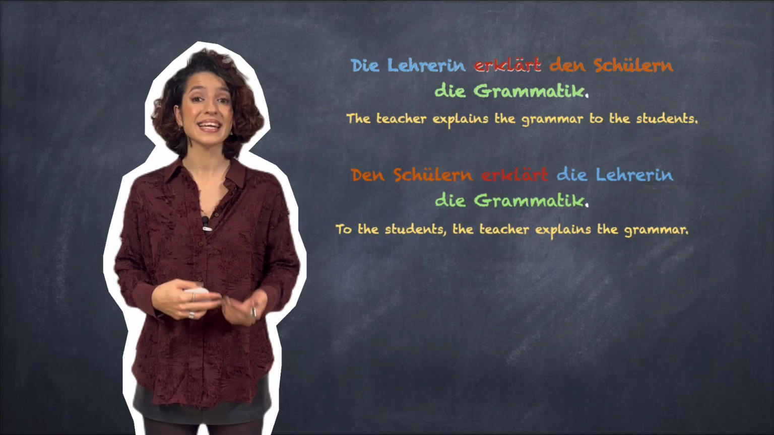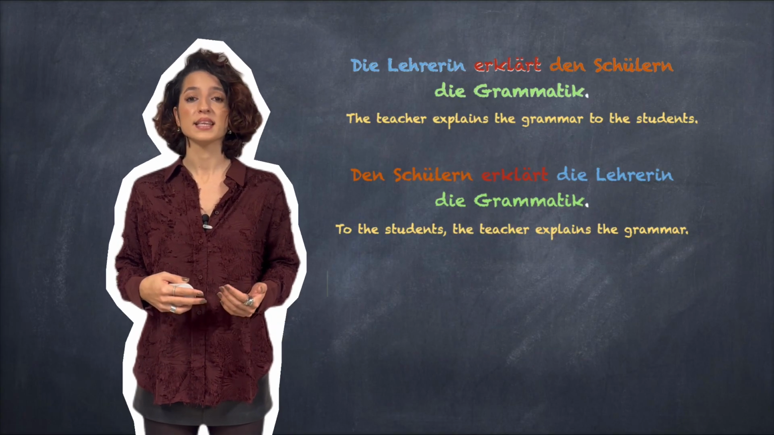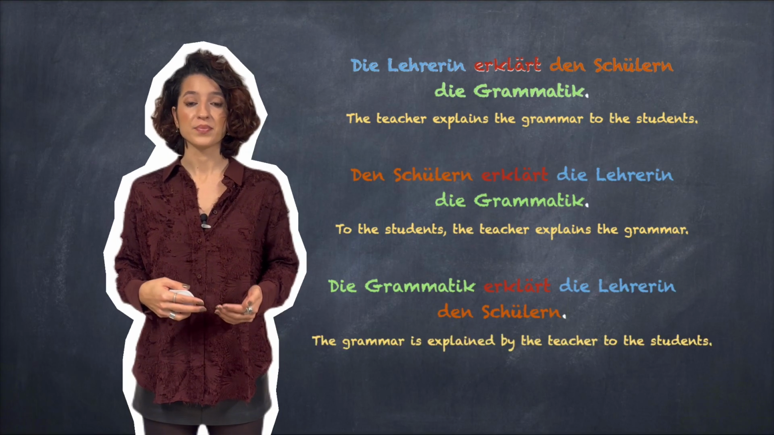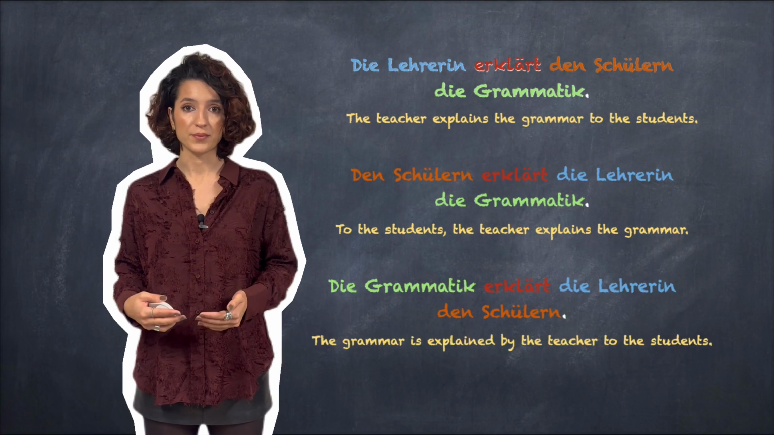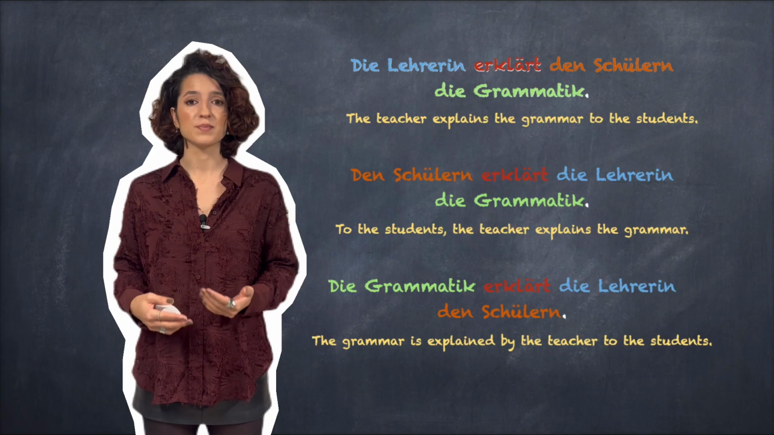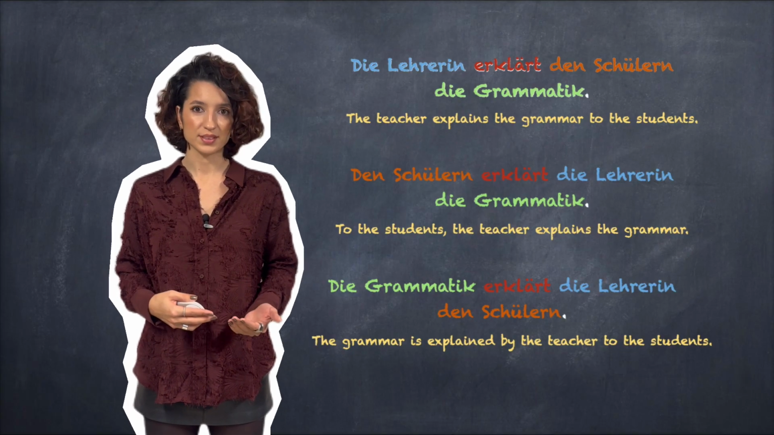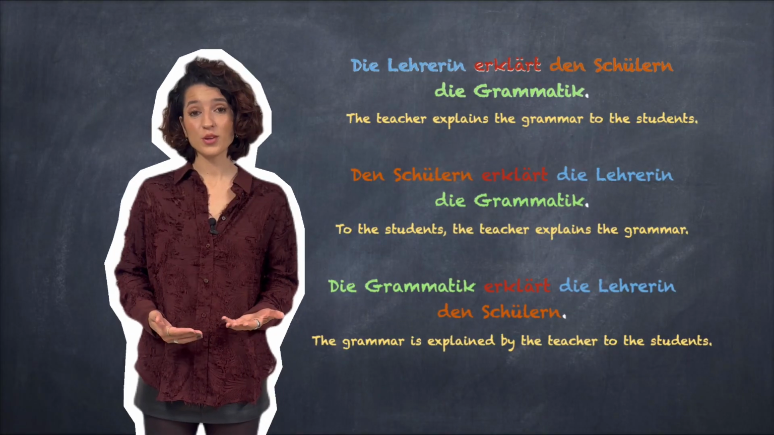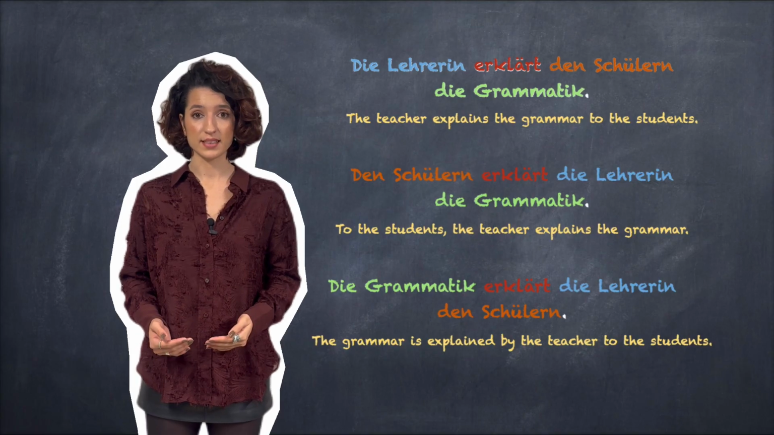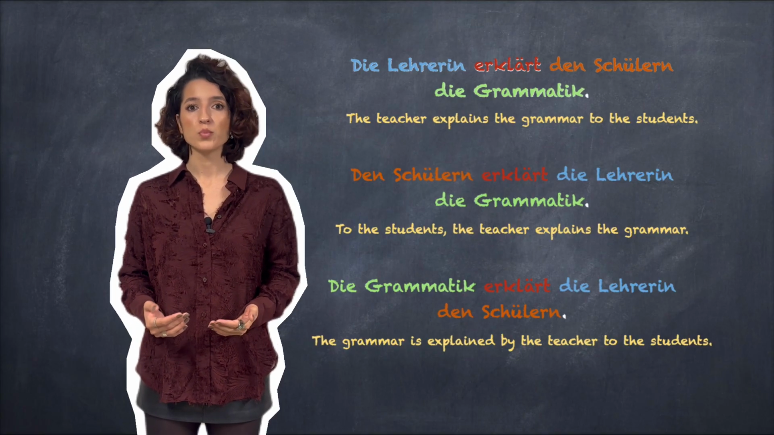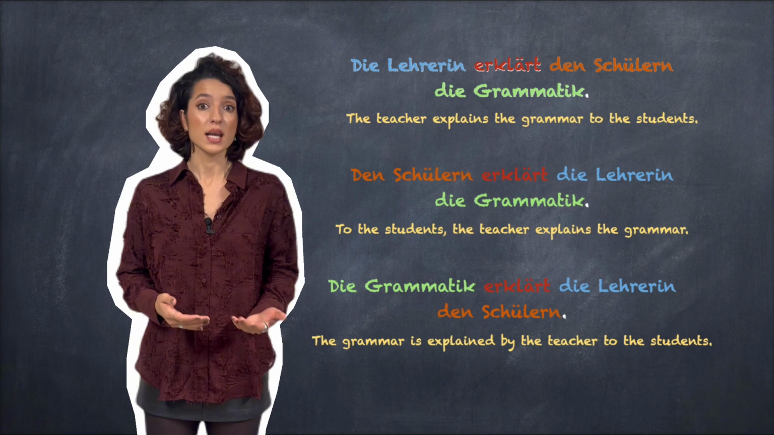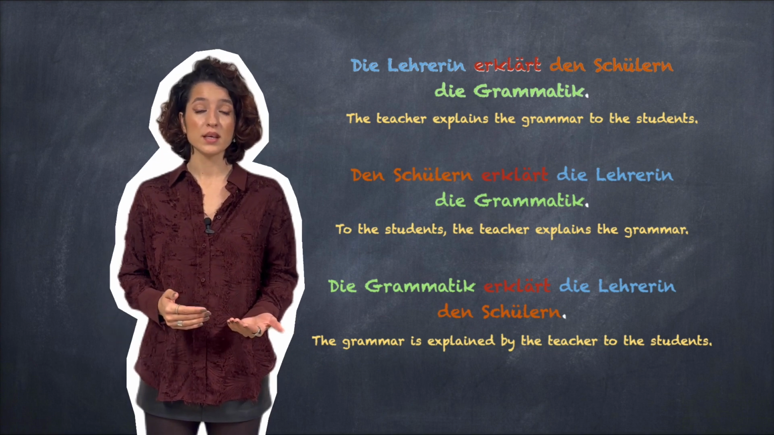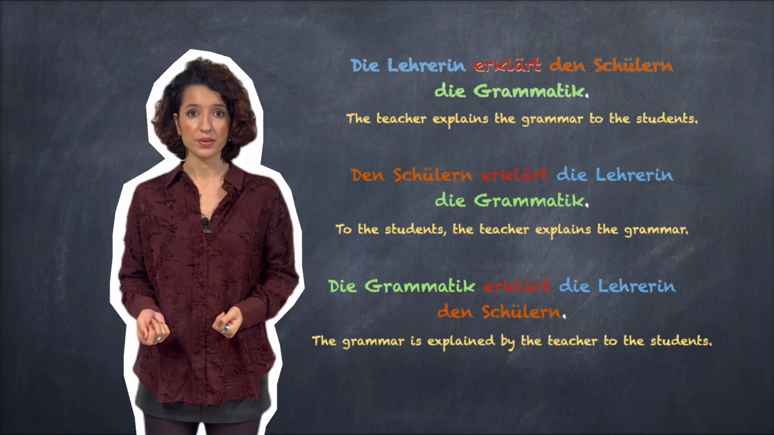And we can say it in another way. For example, die Grammatik erklärt die Lehrerin den Schülern. The grammar is explained by the teacher to the students. Now, if you look at the English sentences, you will see that we can't move around sentence parts like in German, because the meaning depends on the word order.